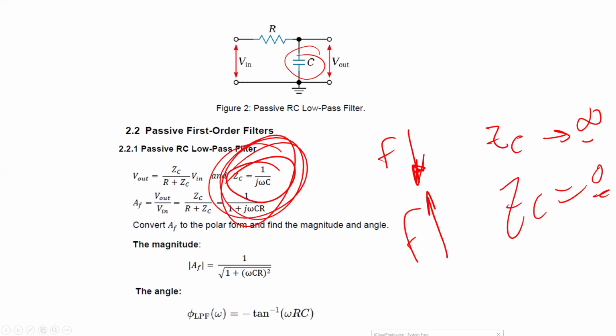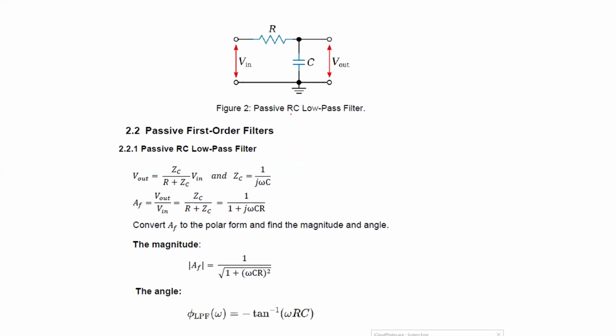So let's start with the first filter, which is a very simple filter. We call it an RC passive low pass filter. I will tell you later what we mean by passive. Look how simple it is: just one resistor and one capacitor this way. Input here, output here. Very simple idea.